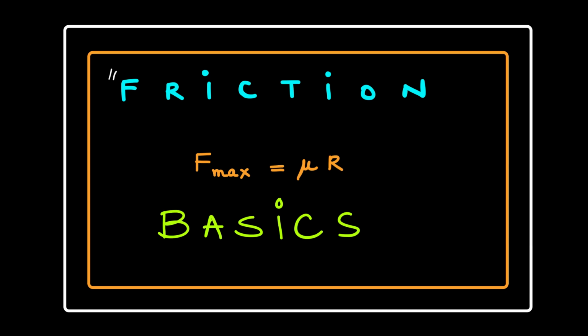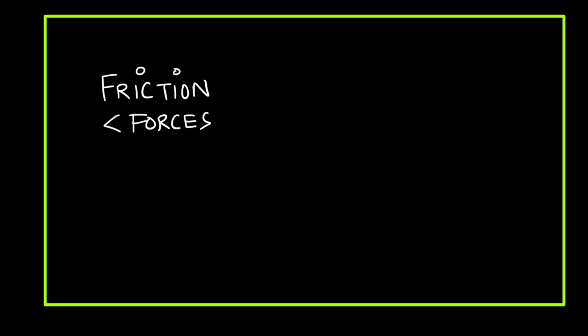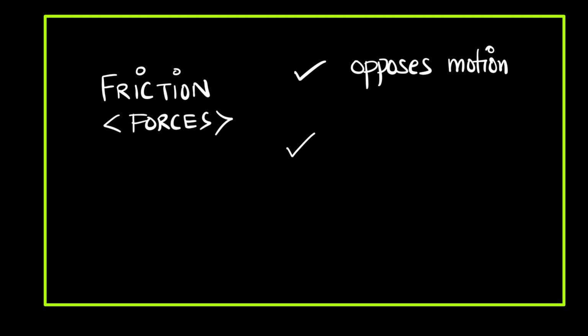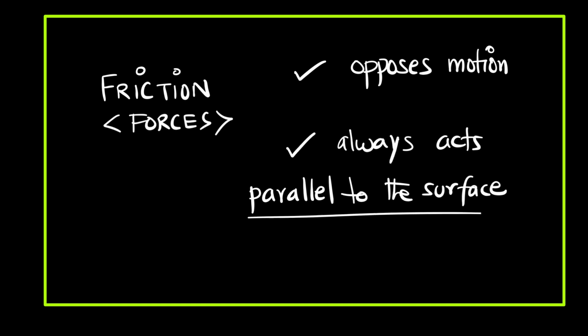In this video, we will start with the basics of friction. What exactly is friction? First of all, friction is a force. It's a force that opposes motion between two surfaces that are in contact with one another. Secondly, friction always acts parallel to the surface, which means that if the surface is horizontal, friction will act horizontally. If the surface is an inclined plane, friction will act along the inclined plane.